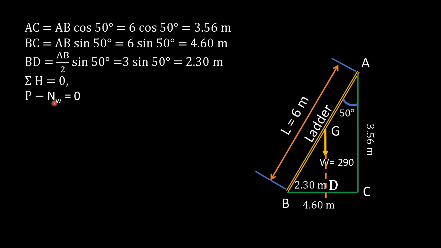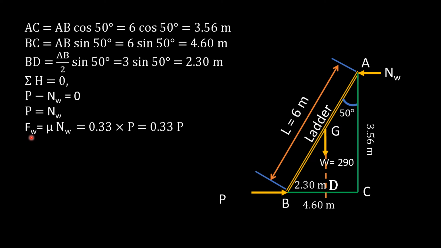In equilibrium, we have summation of horizontal forces equals 0. So P minus NW equals 0. P is the force required. NW is the normal reaction given by the wall. This will be P equals NW. Now we have Fw equals mu Nw. That is the frictional force between the wall and the top of the ladder. We have mu equals 0.33, so this will be 0.33 multiplied by P, that will be 0.33 P.